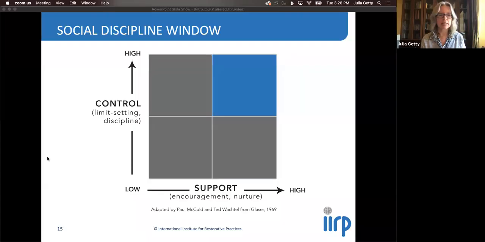And I am here to talk to you about the social discipline window. So let's pull that up so that you can see it. Okay, so this is a simplified version that we're going to start with. And I want to say a couple of things about the social discipline window before we dive in.